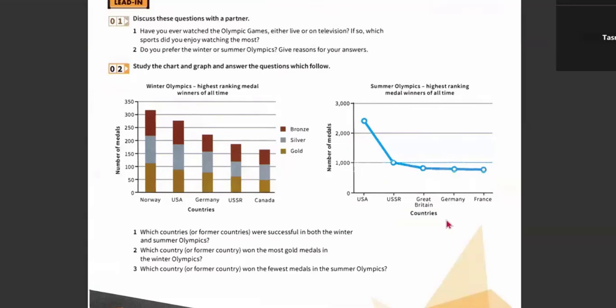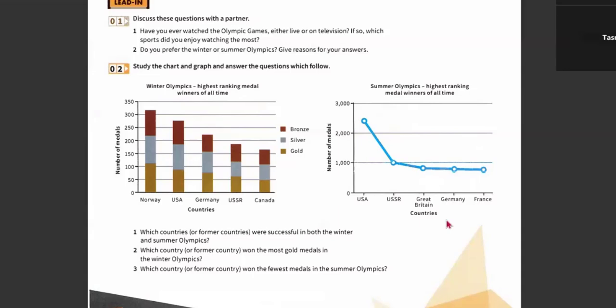Okay, no problem. Let's move to our main lesson today. That starts from the second activity where we have to study the chart and graph that is given here, and then we have to answer the questions given below. So look at the bar chart and the line graph given. Look at the segments and features and details, and then we will be answering the questions.